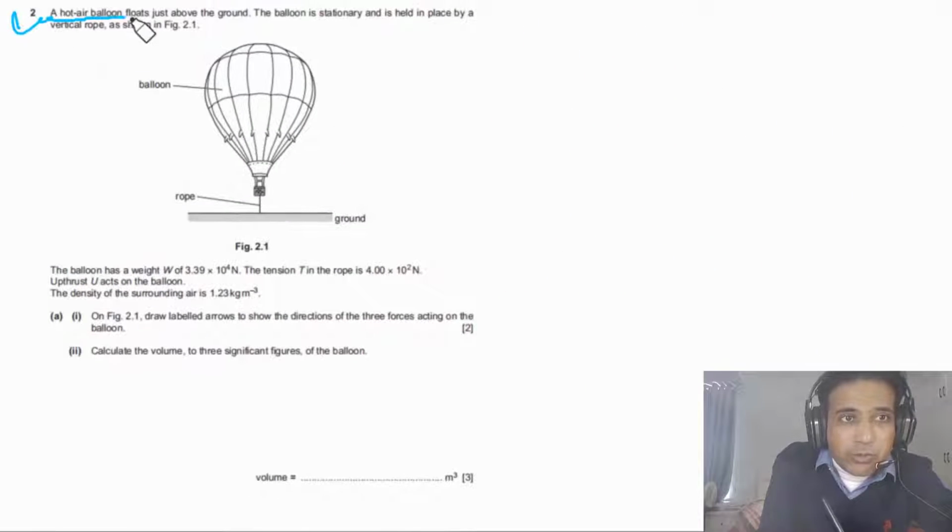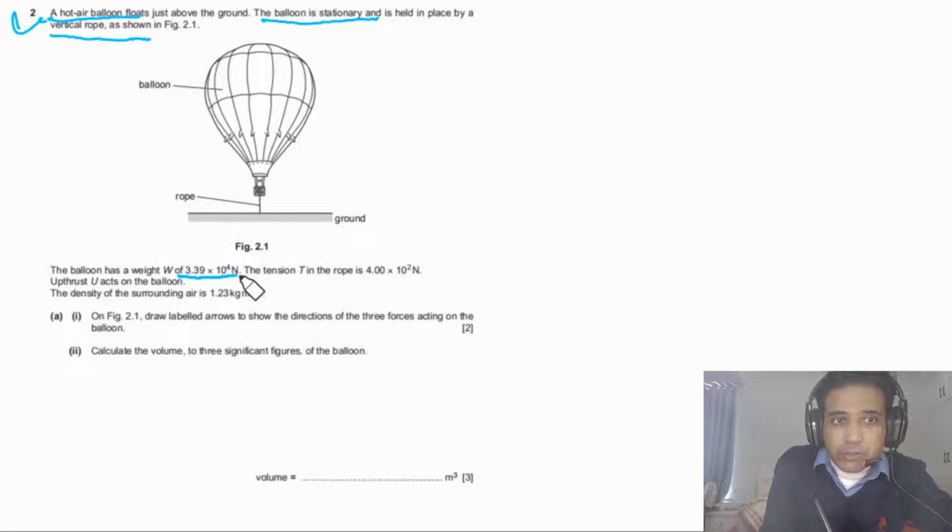Question 2 says a hot air balloon floats just above the ground. The balloon is stationary and is held in place by a vertical rope as shown in figure 2.1. The balloon has a weight of 3.39 times 10 to 4 newtons. Tension in the rope is 4.00 times 10 to 2 newtons. Upthrust acts on the balloon. The density of the surrounding air is 1.23 kg per cubic meter.